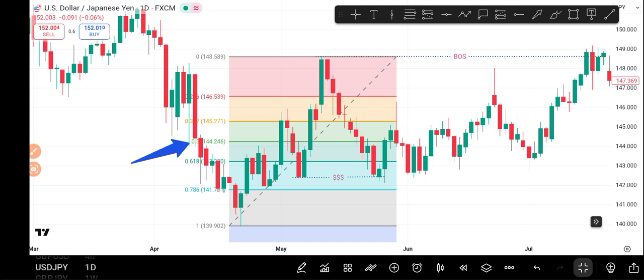Now I want my pullback to retrace to below 0.5 or 50%, and then I'm sure that it is in the discount zone for me to buy.